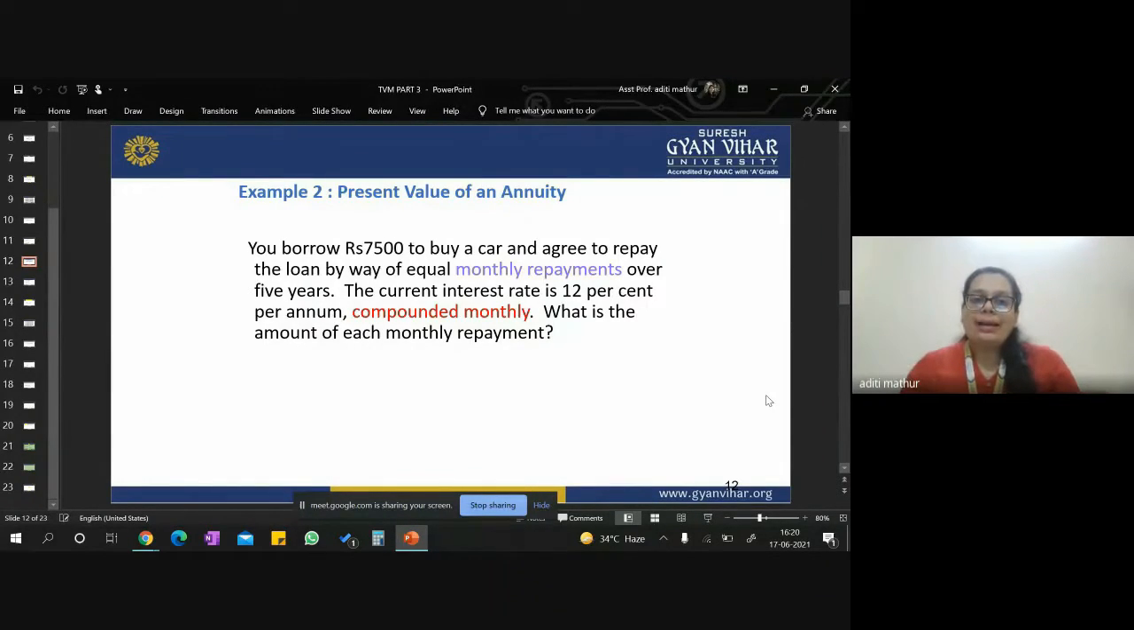So let's see our example number 2 to calculate the present value of an annuity. You have to buy a car. Wow, that's great news that you guys are buying a car, and that car is only 7,500. Wow, isn't that so great? So you have to buy a 7,500 car, and you agree to pay the loan of 7,500 by equal monthly repayments, and that repayment will be for 5 years, and the current interest rate is 12% per annum, compounded yearly. So what is the amount of each monthly payment?